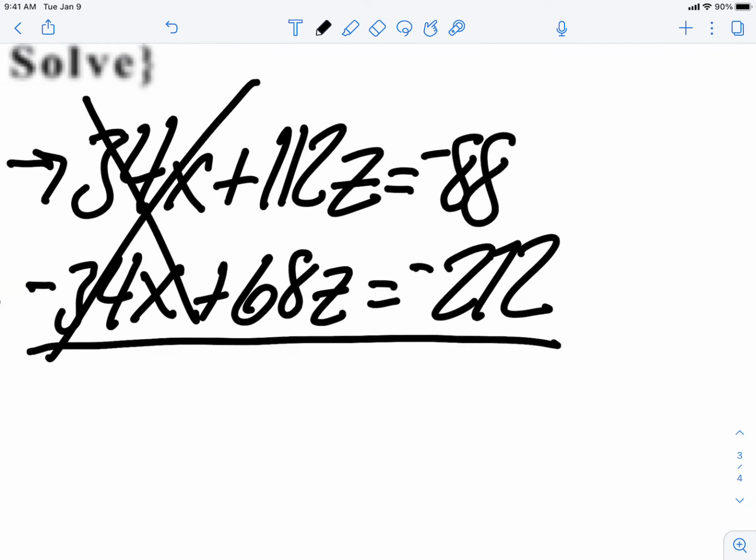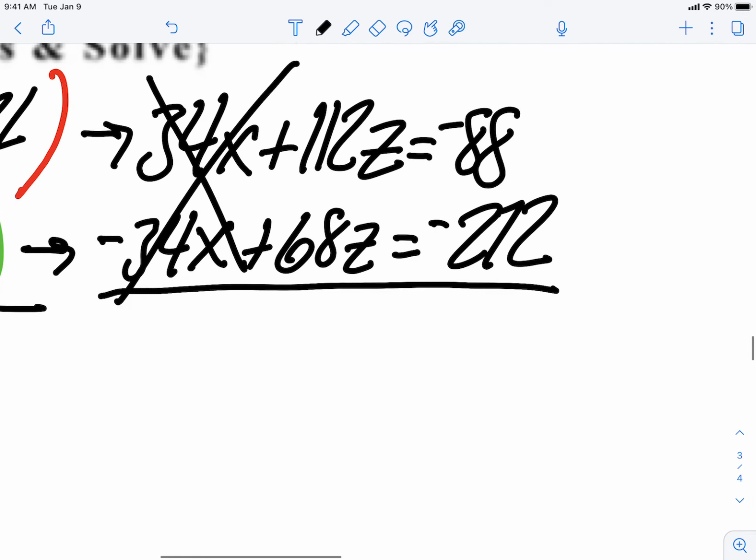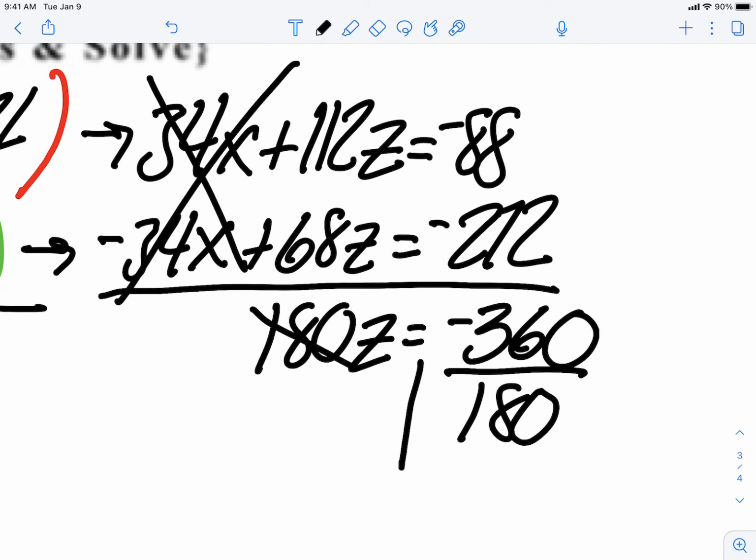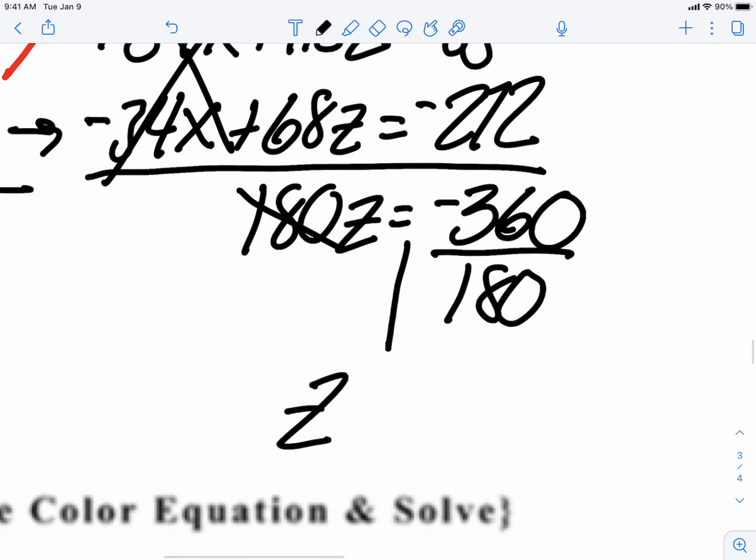So 112 and 68 are the same sign, so I'm going to add those two, and I'm going to get 180z. Okay. Negative 88 and negative 272 are the same sign, so I'm going to add, and I'm going to get negative 360. The opposite of multiplying by 180 is dividing by 180. So I get z is equal to negative 2.